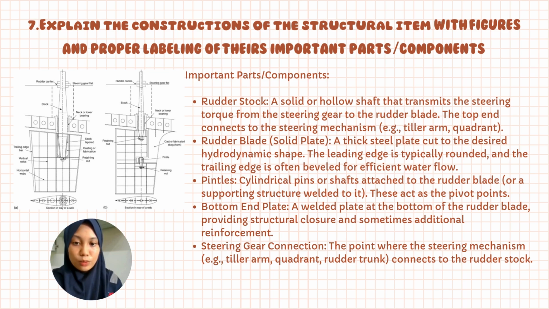And then for the second one, we have the rudder blade, a thick steel plate cut to the desired hydrodynamic shape. The leading edge is typically rounded, and the trailing edge is often beveled for efficient water flow. And then next one is pintles. Cylindrical pins or shafts attached to the rudder blade or a supporting structure welded to it. These act as pivot points.